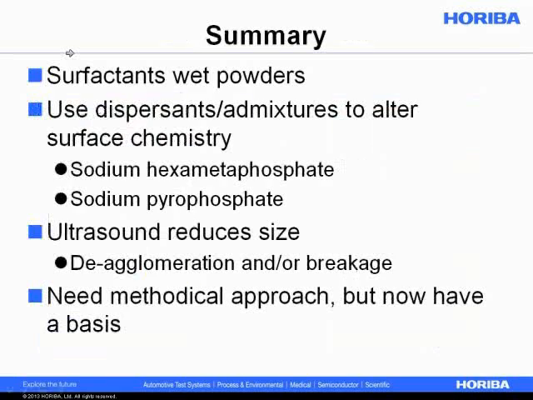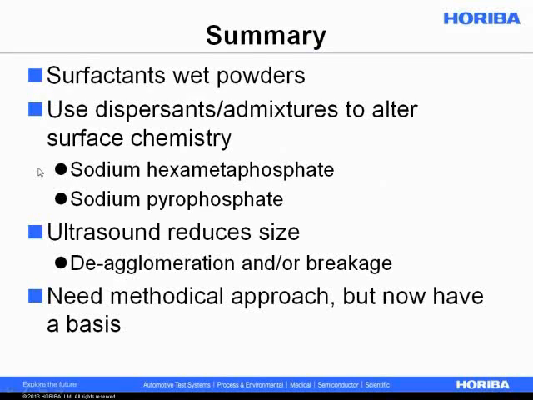So in summary here, we talked about surfactants, the different kinds of surfactants, how one might choose a better surfactant for a sample, and to be careful with the concentration of surfactants. Admixtures, I talked about sodium hexametaphosphate. Sometimes we use sodium pyrophosphate. Sometimes we use this just in the beaker to disperse the sample.